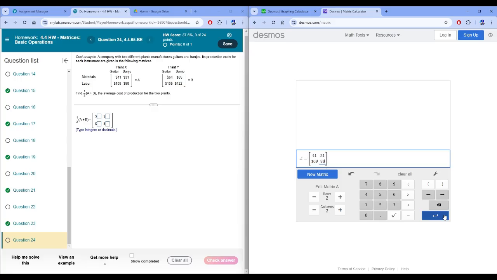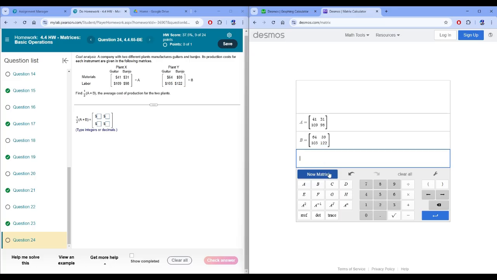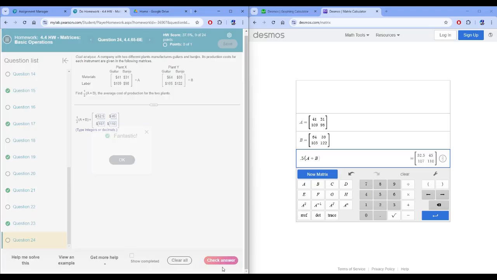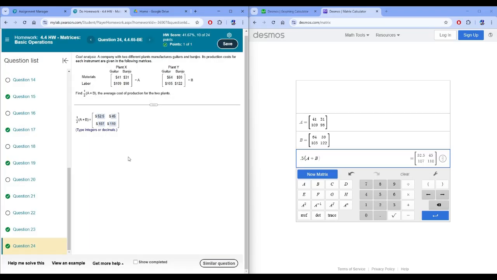That's A. Let's go to matrix B, which is 64, tab 59, 105, 122. Hit enter, and then I'm looking for 0.5 of A plus B. 52.5, $45, 107, and 110. Cool. And there we go.